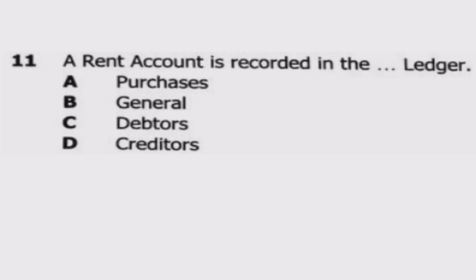Question 11. A rent account is recorded in the dash ledger. A, purchases, B, general, C, debtors, D, creditors. So the rent account is recorded in the general ledger. So the correct answer is B, general. A rent account is recorded in the general ledger.